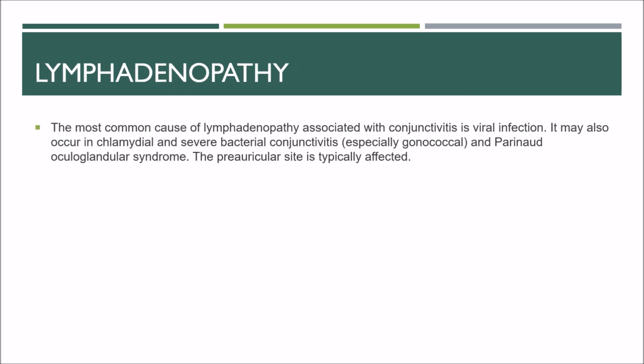The most common cause of lymphadenopathy associated with conjunctivitis is viral infection. It may also occur in chlamydial and severe bacterial conjunctivitis, especially gonococcal, and parinaud oculoglandular syndrome. The preauricular site is typically affected. Viral conjunctivitis tends to occur in epidemics and commonly causes preauricular lymphadenopathy. So now we conclude the topic here.